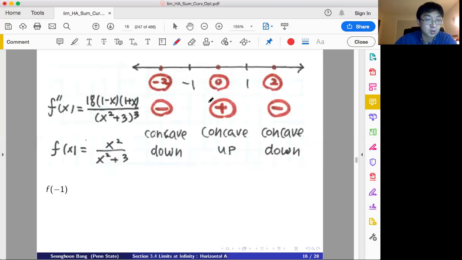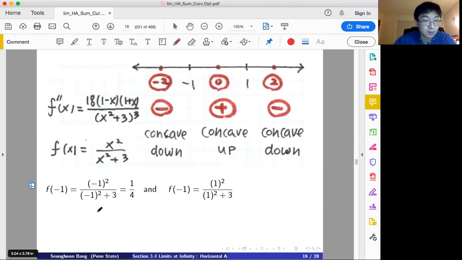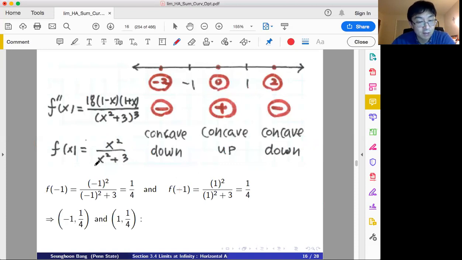You can calculate f(-1). You plug -1 into x here. The (-1) squared over (-1) squared plus 3 is 1/4. So f of -1 equals 1/4. Sorry, that was a typo. For +1, you plug 1 in here again, so we have 1/4. So we have 2 inflection points, (-1, 1/4) and (1, 1/4), because function f is continuous at ±1.